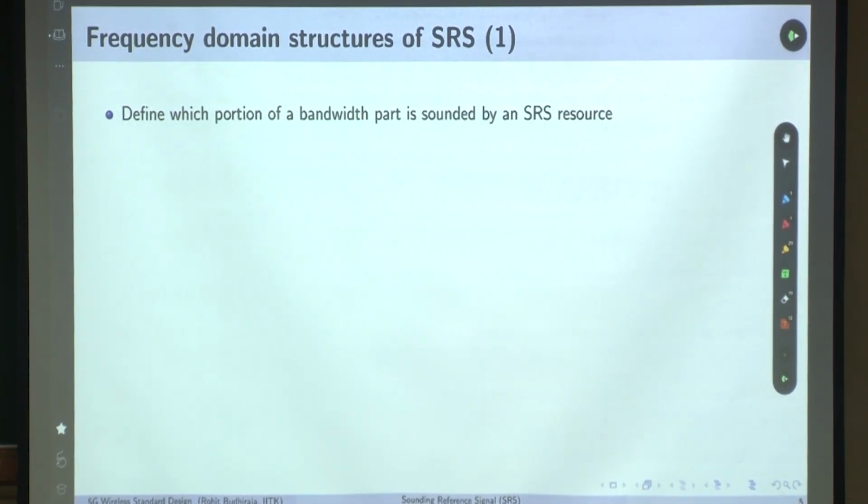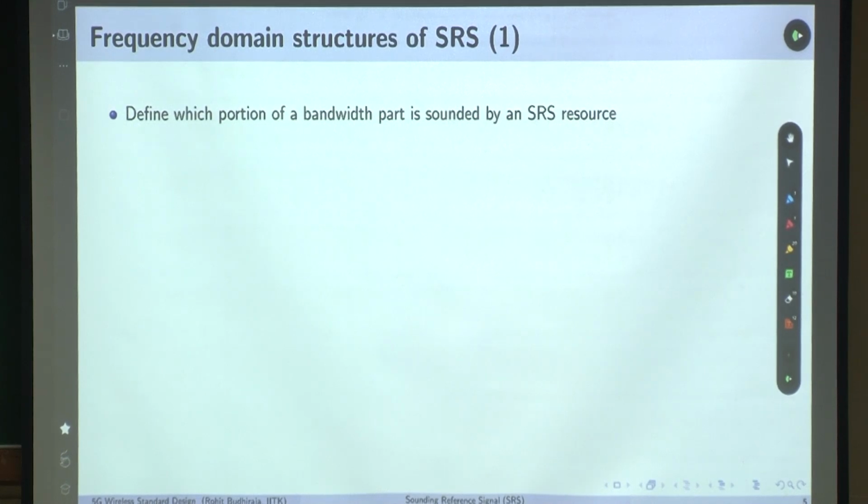Now we are going to understand the frequency domain structure of SRS. Look at this bullet: what is it telling? Which portion of a bandwidth part needs to be sounded by an SRS resource. We understand this notion of bandwidth part: it is a part of the bandwidth for which the UE is configured to transmit its data. We have discussed it without mathematically defining it, but this is the notion of a bandwidth part. Now what this bullet says is that the UE is configured for this bandwidth part, and if it is a high-end UE, it's configured for the whole 100 megahertz bandwidth.